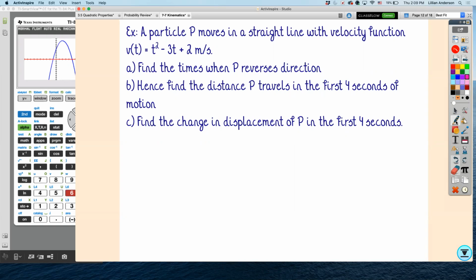Okay? Because remember, if velocity is greater than 0, it means it moves to the right. If velocity is less than 0, it means it moves to the left. So if I can figure out when velocity equals 0, then I'll be able to determine in between those breaks if it's changed direction or not. So that means we need velocity to equal 0. Solve this out for me and give me my times when velocity, the object's at rest.